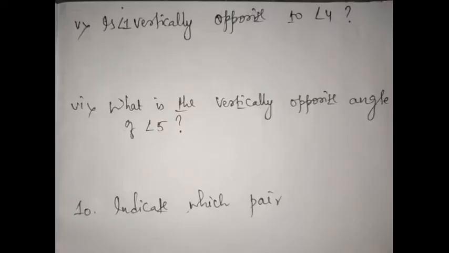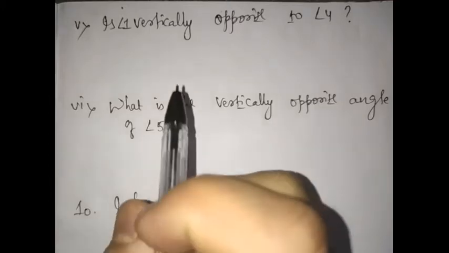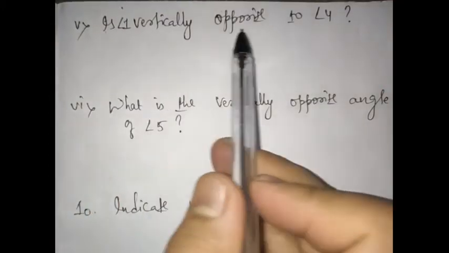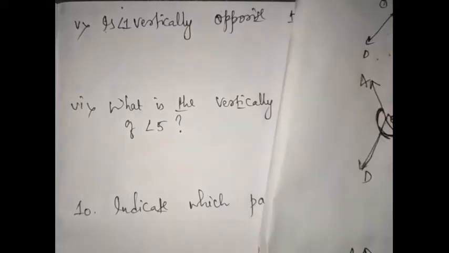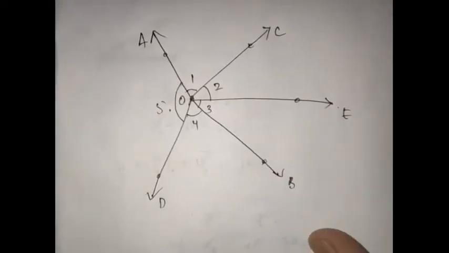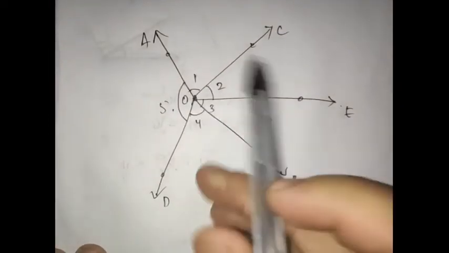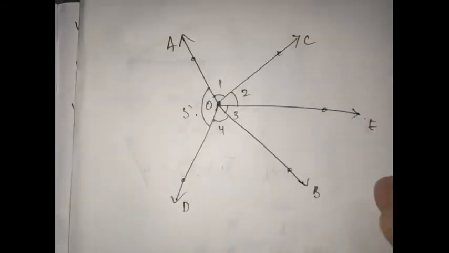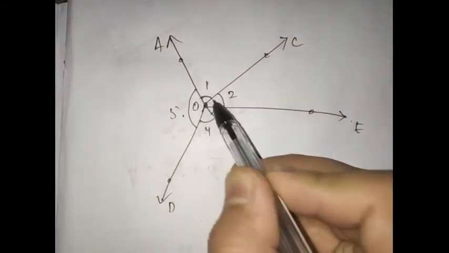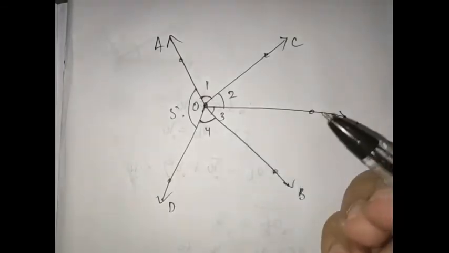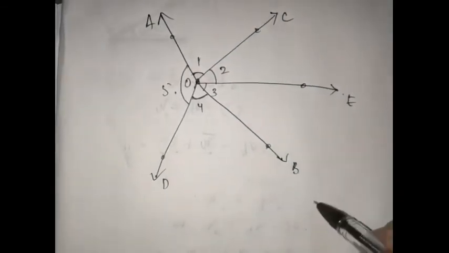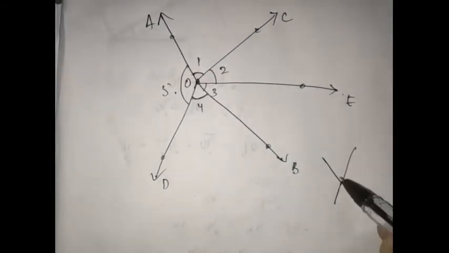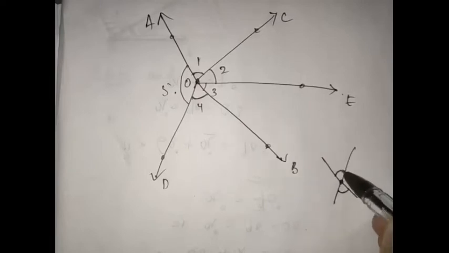proceeding forward to part 5 question, we have, is angle 1 vertically opposite to angle 4? Let me show you the figure. So you have to say, is angle 1 vertically opposite to angle 4? Do you think? What do you mean by vertically opposite angle? If you have an angle like this, this is your vertex here, and this is the angle formed in between.